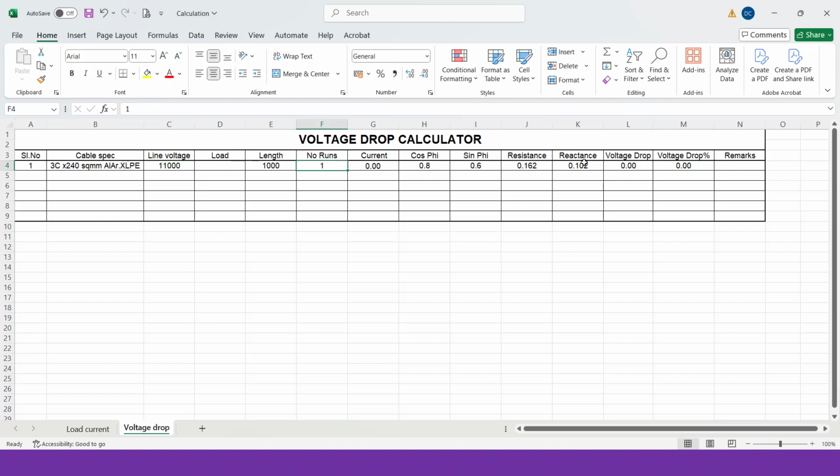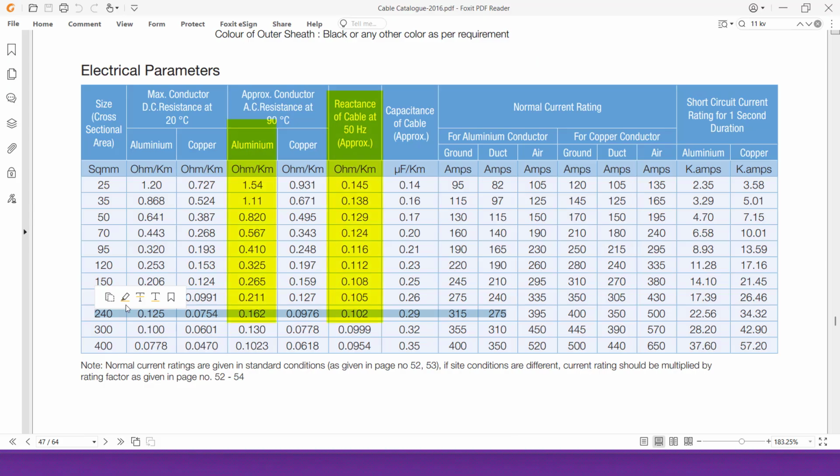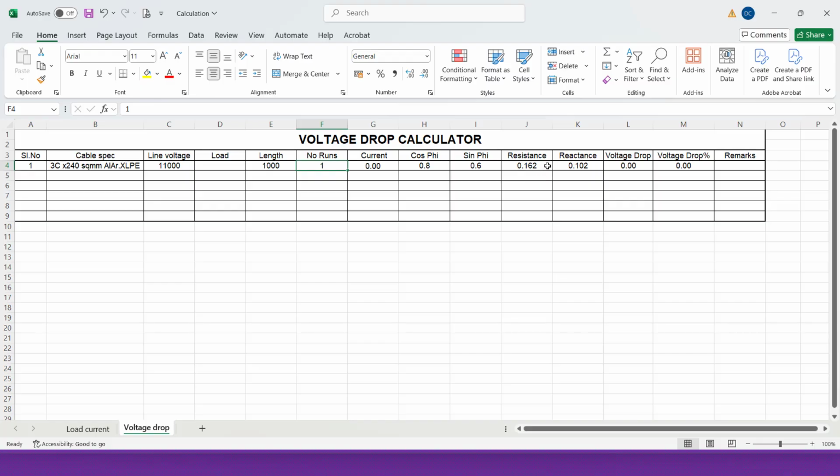Then resistance and reactance. Where will we get this resistance and reactance? Either you will get it from the standards or from the cable catalog. If you look at the cable catalog, for the 240 square mm aluminium conductor, resistance is 0.162. Reactance is 0.102. Just enter the values in this column. Resistance 0.162, reactance 0.102. Power factor I am considering as 0.8.